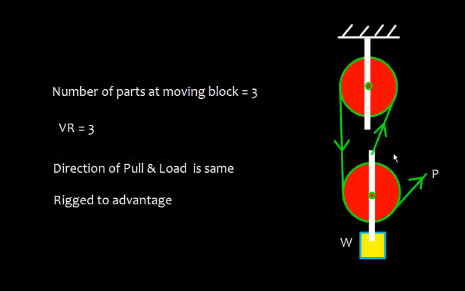Now let's examine this. So this is the effort. Number of parts at moving blocks are 3. Can we see 1, 2 and 3? So here the velocity ratio is 3 and the direction of pull and load is same. So this is called rig to advantage.